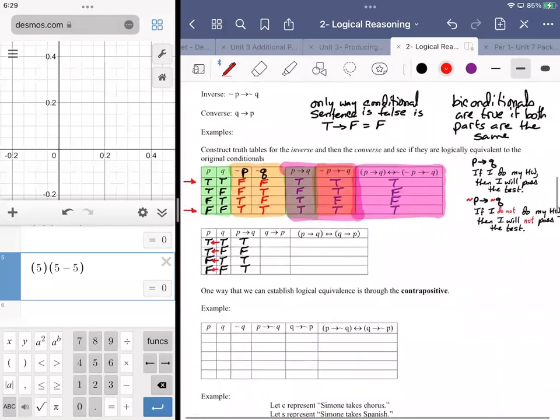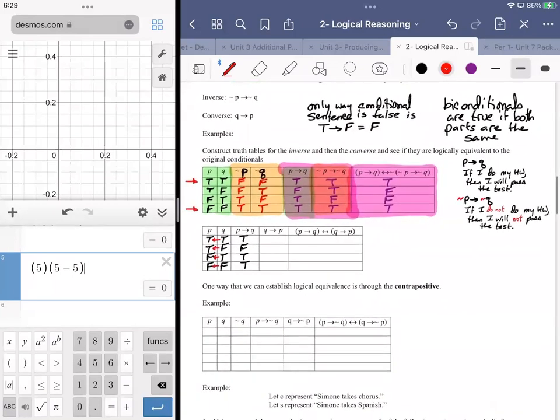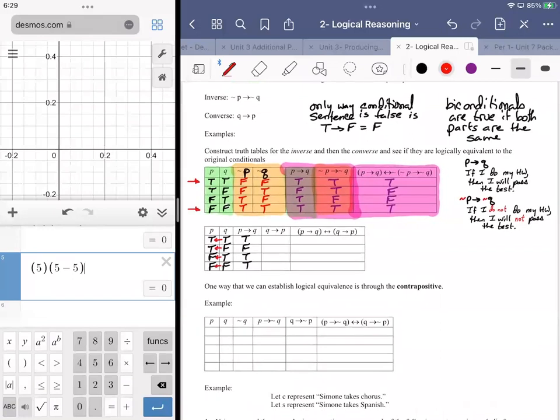So when I do that, I'm still using this idea that the only way a conditional sentence is false is if true implies false. Right? So this one is true implies true. So that's true. This one is false implies true because we're reading it backwards. Also true. This one is true implies false. Again, reading it backwards. That's false. And this one is false implies false. That's going to be true.